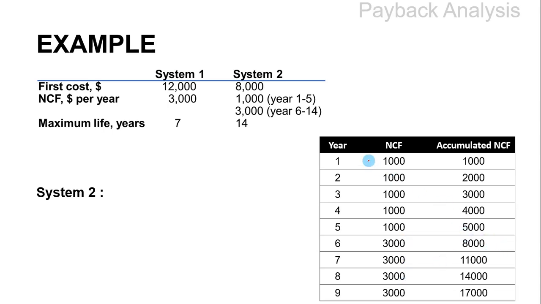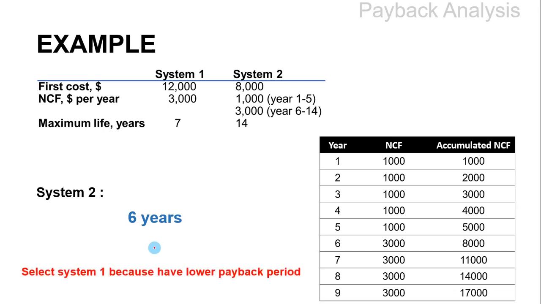Notice that at year 6, our net cash flow accumulated to $8,000. And notice also that the first cost of system 2 is 8,000. So what does this mean? That for this system to recover its initial cost, it will take 6 years. So our payback period becomes 6 years. Comparing with the first alternative, we're going to select system 1 because it has a lower payback period, which is 4 years.